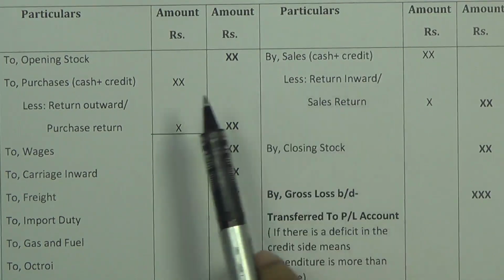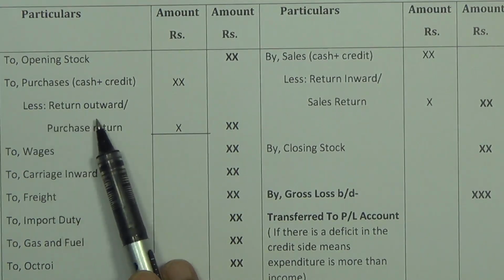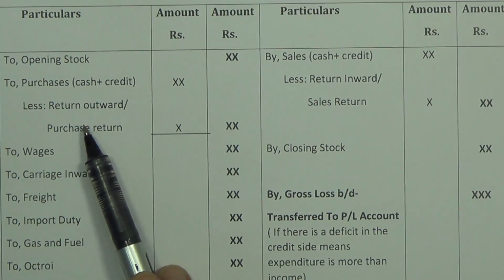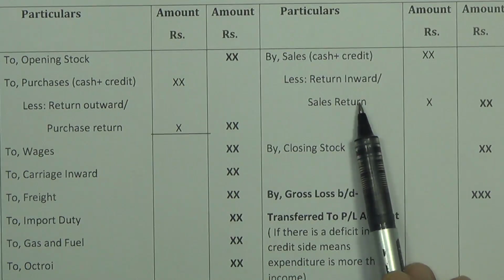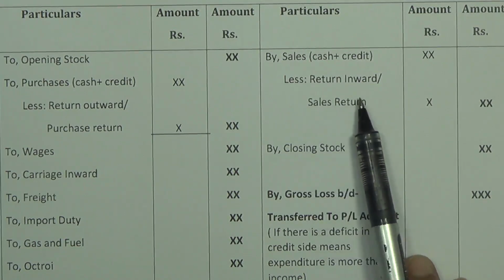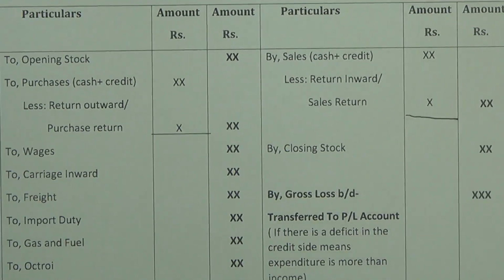Remember students, purchase return in your paper, that is in your trial balance, will always be on the opposite side. Like I have posted over here less return outward or purchase return on the debit side, minusing purchase, but in your trial balance, return outward will be on the credit side. So you have to post it on the debit side. Same way for sales. In the trial balance, sales return will be posted on the debit side, but actually you're going to post over here, minusing sales on the credit side, giving the sales amount.